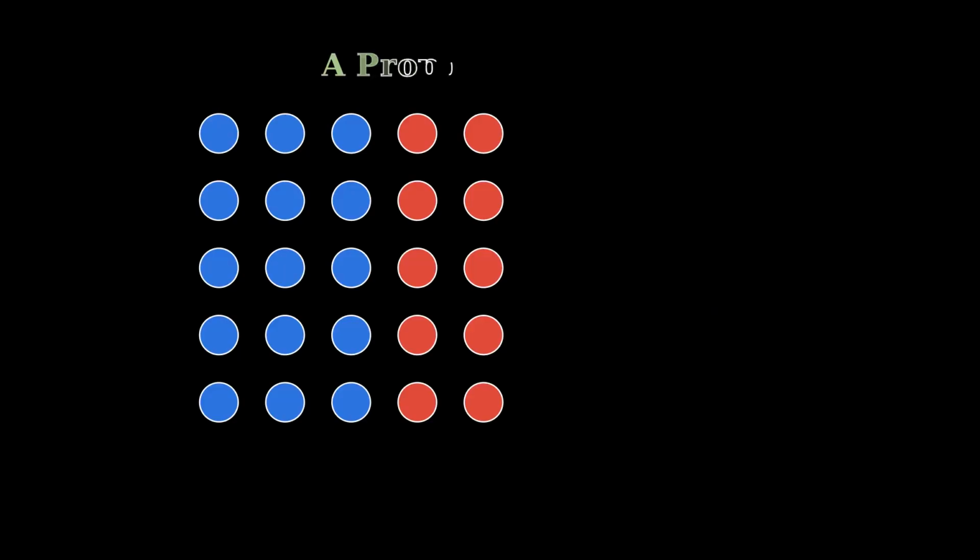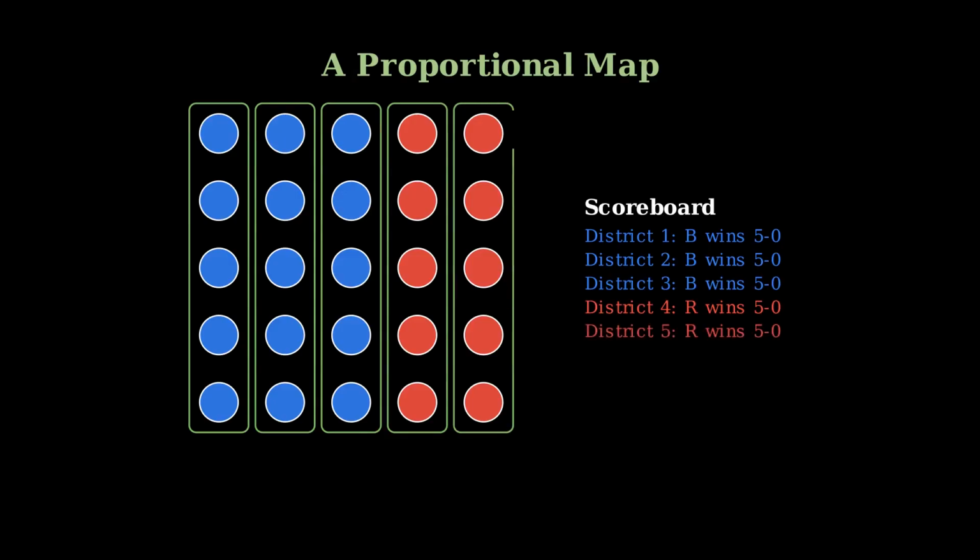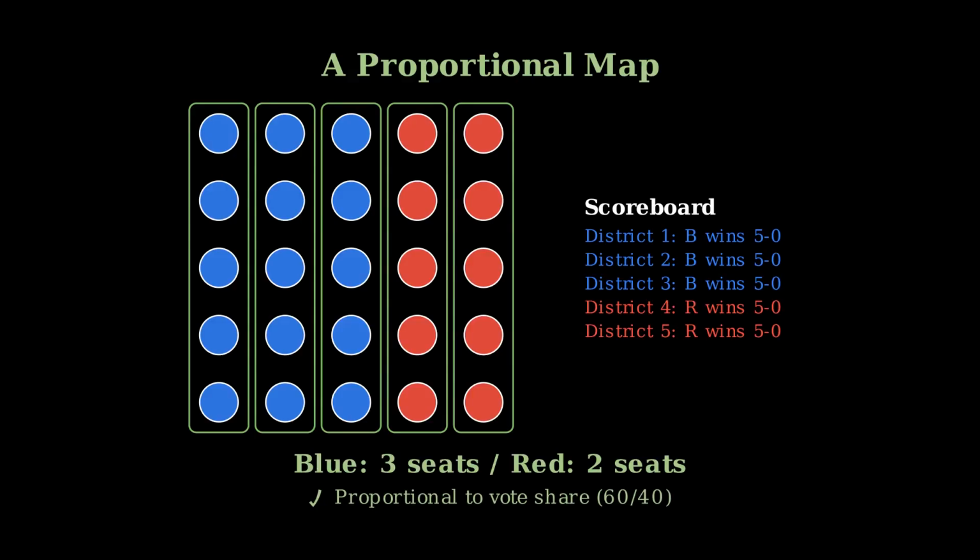Now rearrange the lines. Pack all 15 blue voters into just 3 districts, 5 blue in each, and spread the 10 red voters across the remaining 2 districts. Now blue wins 3 seats and red wins 2. That actually seems proportional and fair.